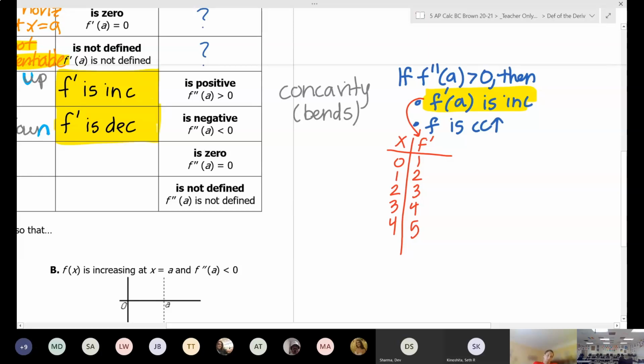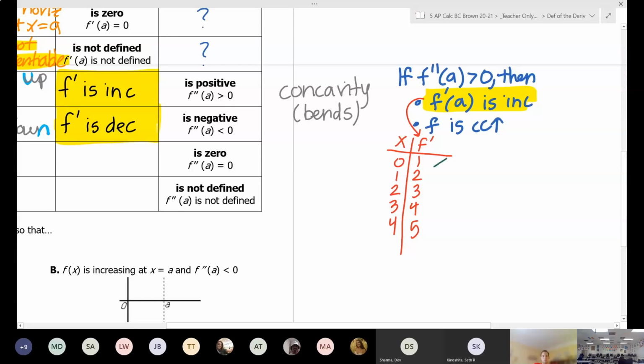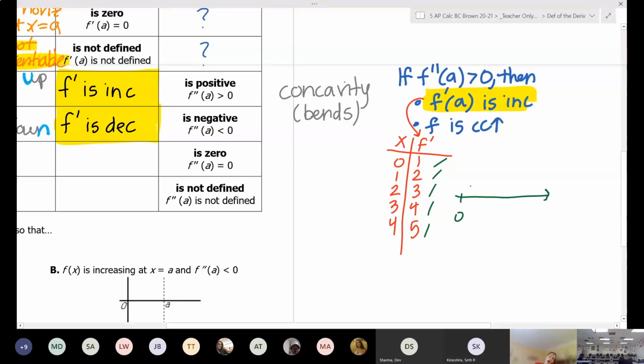So we can agree that those numbers in f prime are increasing. They're getting bigger as you go across. Well, we know the derivative just represents slope. So a slope of 1, I'm going to estimate looks something like this. A slope of 2 is a little bit steeper, 3 is a little steeper, 4 is even steeper, and then 5 is pretty steep. If I put those points together, at x equals 0 the slope was 1, at x equals 1 the slope was 2, and then the slopes get steeper. You can see that it does bend upwards.